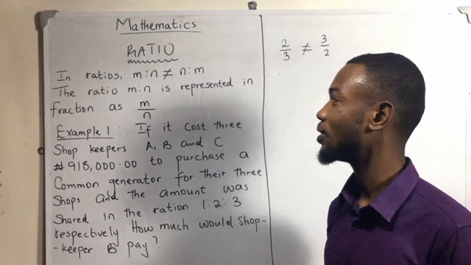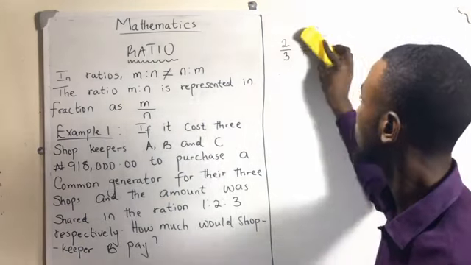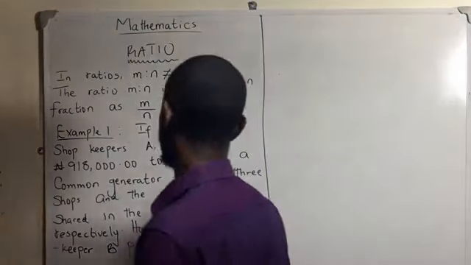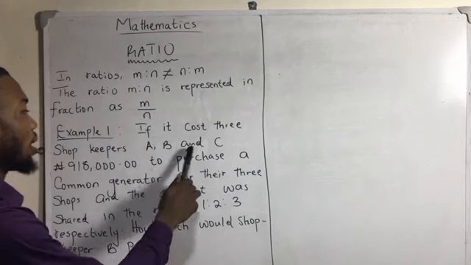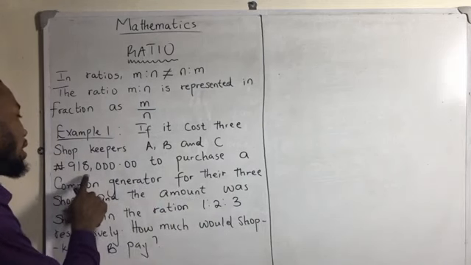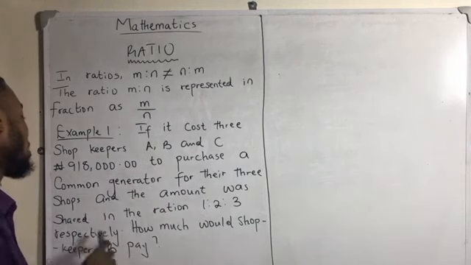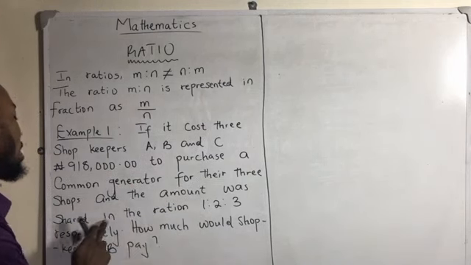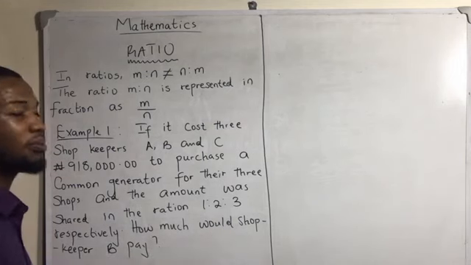Now let's look at the question. Example 1. If it costs 3 shopkeepers A, B, and C 918,000 to purchase a common generator for their 3 shops, and the amount was shared in the ratio 1:2:3 respectively, how much will shopkeeper B pay?